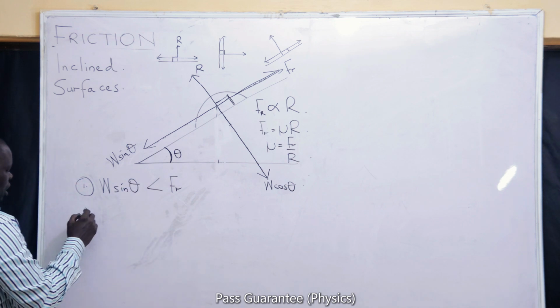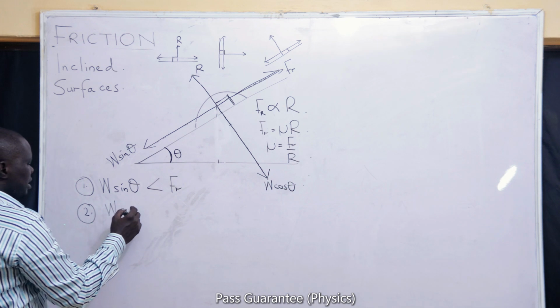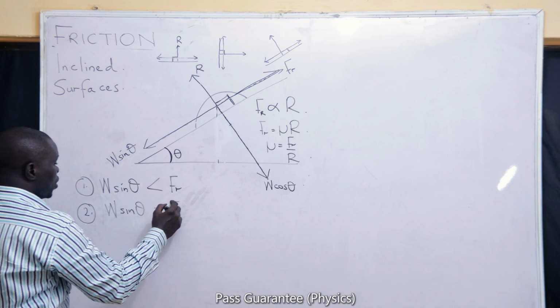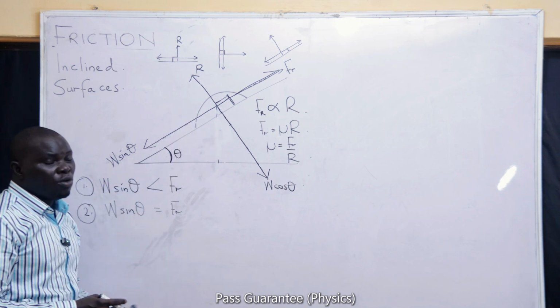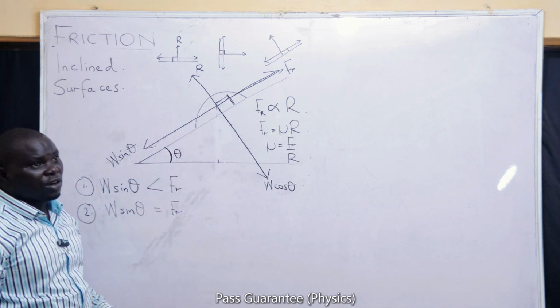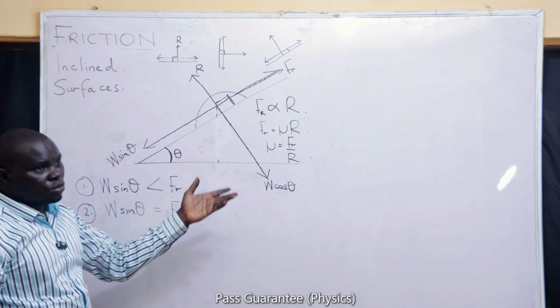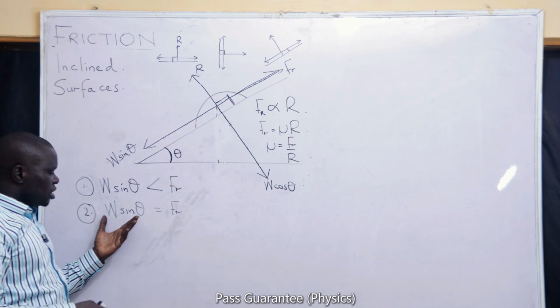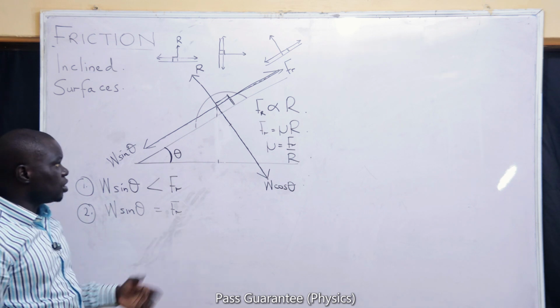Case 2. If the force that is trying to cause the motion, W sin theta, is equal to the friction, it simply means that the object will be about to move, or will move with constant velocity down the plane. In both cases, W sin theta is said to be equal to the maximum friction.